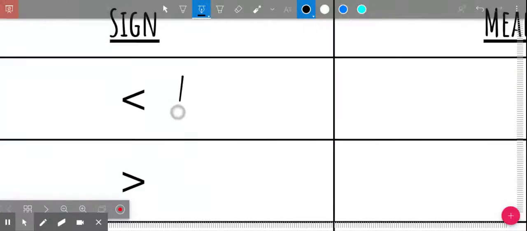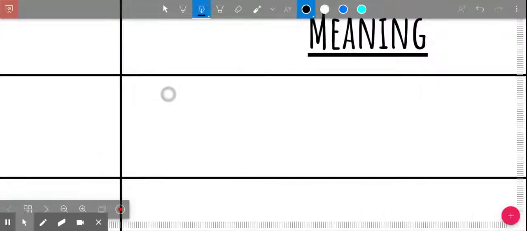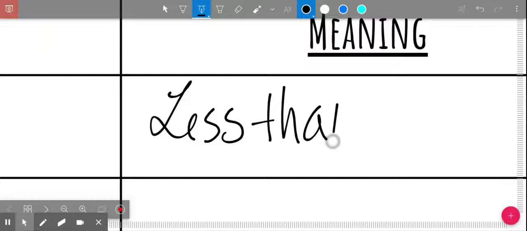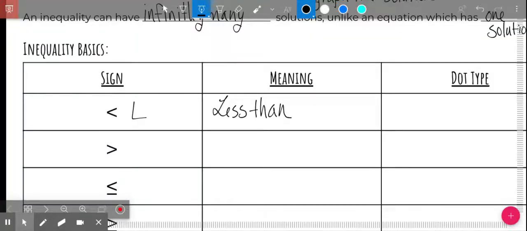This first one looks like an L, so anytime we get one that looks like an L, that means we're going to have a less than. So anytime we just have less than, okay, so it's not equal to, it's just less than, that means we're going to have an open dot when we graph it. That means that that dot isn't actually a solution, okay?